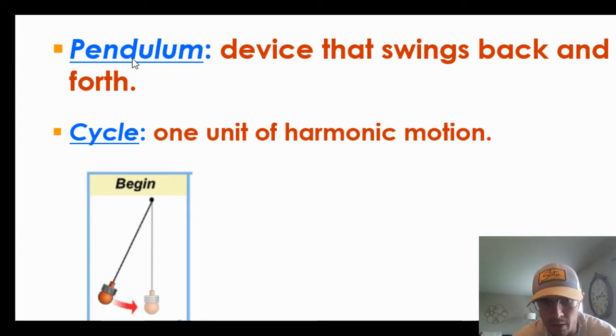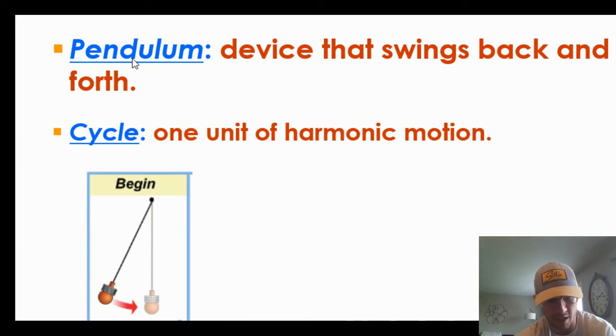So a pendulum is a device that swings back and forth. You guys have seen them, like sitting on a swing, or the pendulum in a grandfather clock, right? Those are all pendulums. They're devices that swing back and forth. Great. Now, a cycle is one unit of that, one unit of harmonic motion.